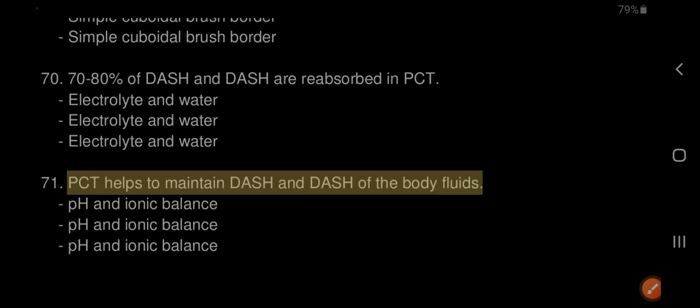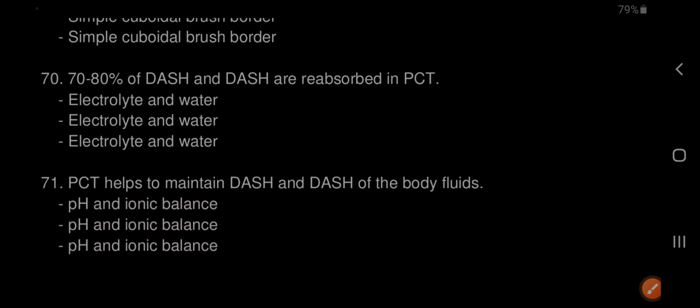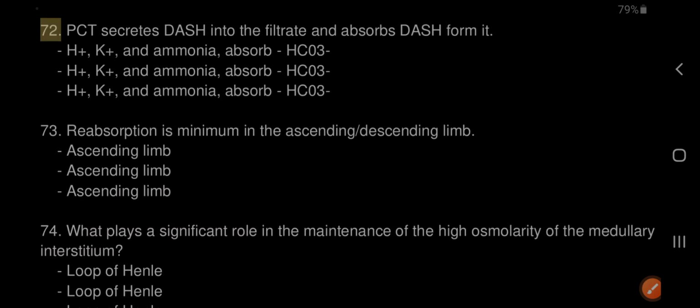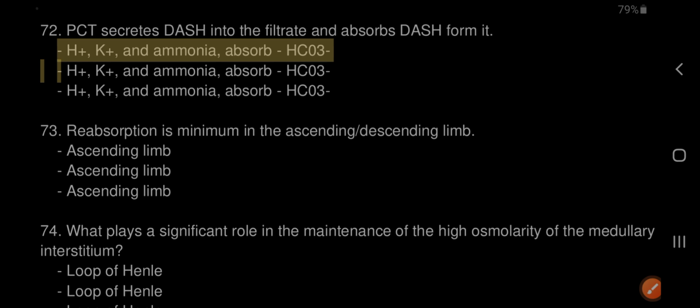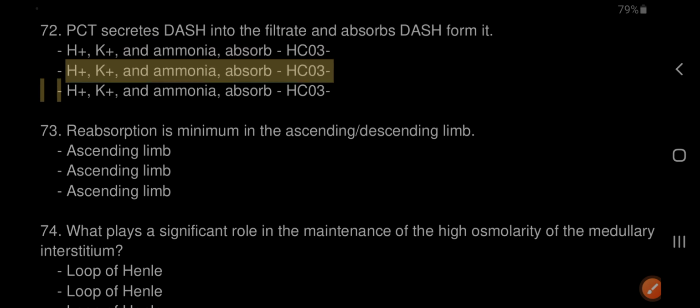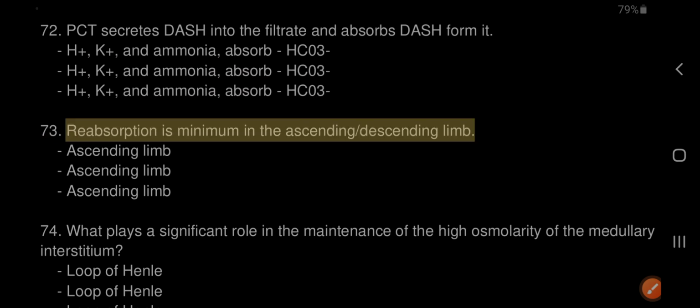72. PCT secretes H+, K+, and ammonia into the filtrate and absorbs HCO3 from it. 73. Reabsorption is minimum in the ascending limb.